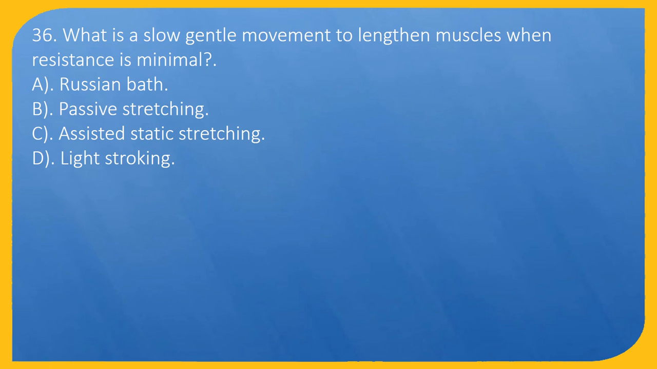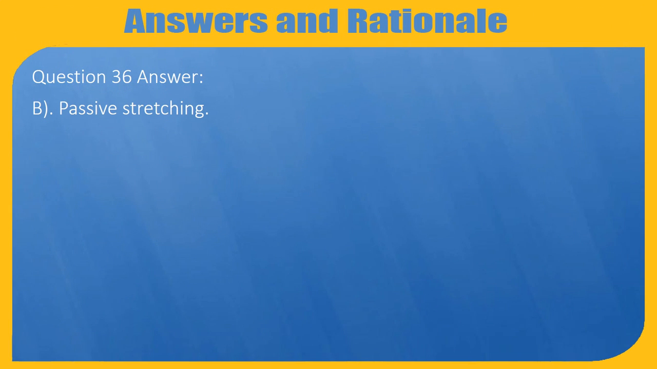Question 36. What is a slow gentle movement to lengthen muscles when resistance is minimal? A. Russian bath. B. Passive stretching. C. Assisted static stretching. D. Light stroking. Question 36. Answer B. Passive stretching.